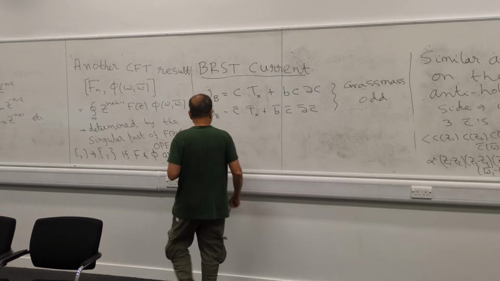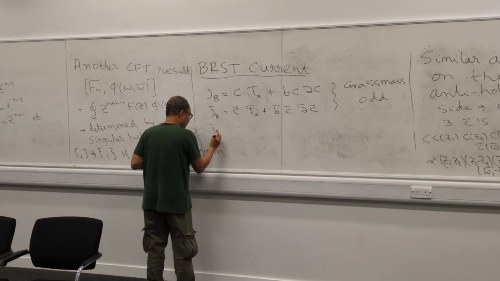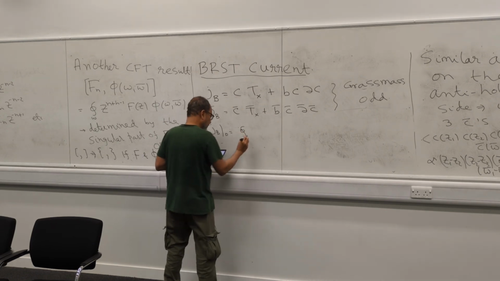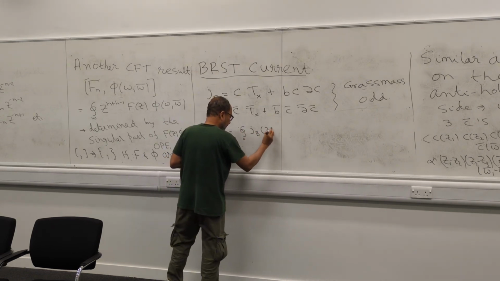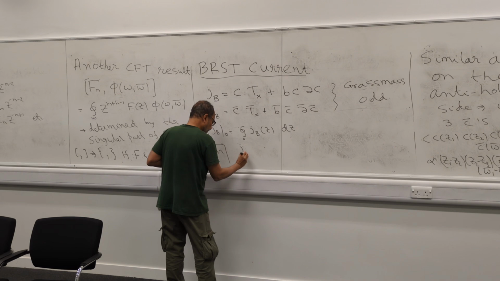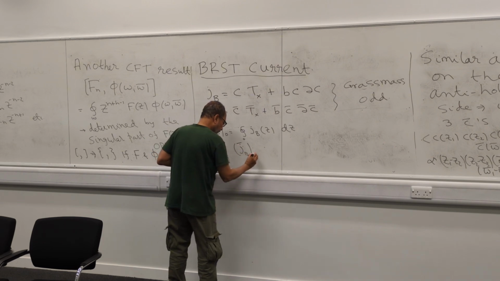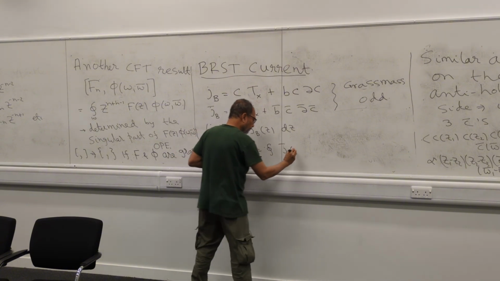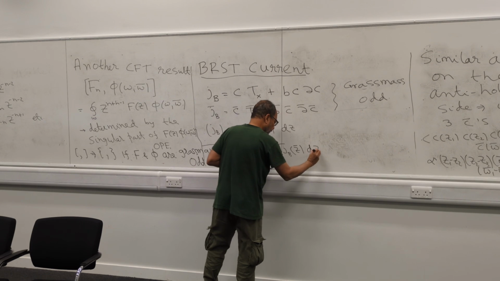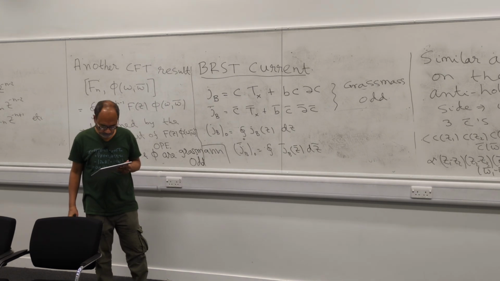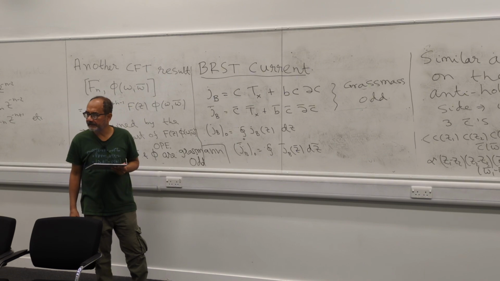And then we will define J_B0 as the integral of J_B(z) dz, and J_B bar of 0. Is this clear, the definition?